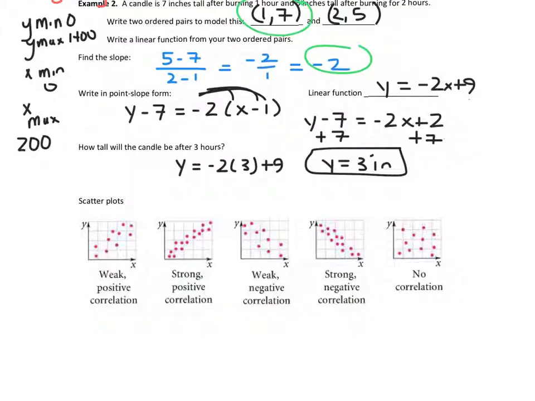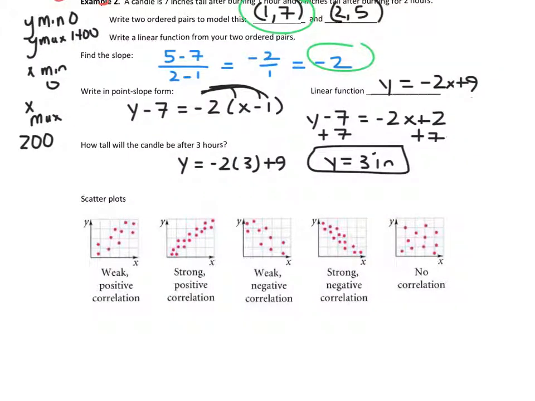Okay, scatter plot. A scatter plot is when you're plotting different data points. Some scatter plots can look like they make a line, so then we would do linear regression or a line of best fit. You can have weak correlation, which means it's kind of hard to see the relationship. It's hard to see a line.